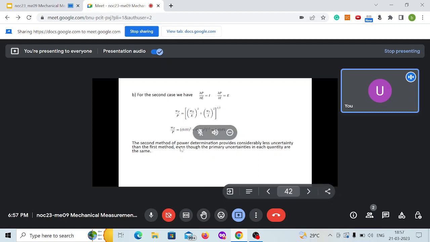So the second method is better for power determination compared to the first method. The difference is coming from the relation. If you see, the uncertainties are the same for both cases, but how we calculate it matters, and the uncertainty is different. So the second case has a lower value.